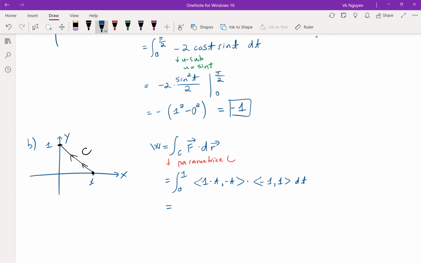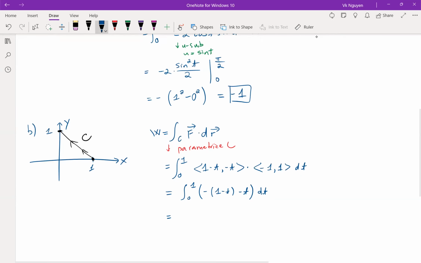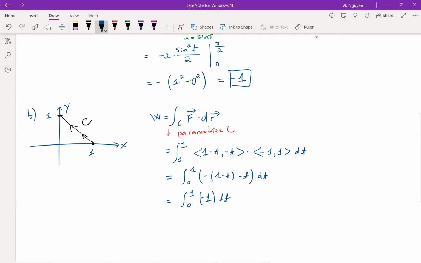Now we have negative of 1 minus t and negative 1 minus t, dt. Oh, just negative 1, huh? Well, it's just negative 1.